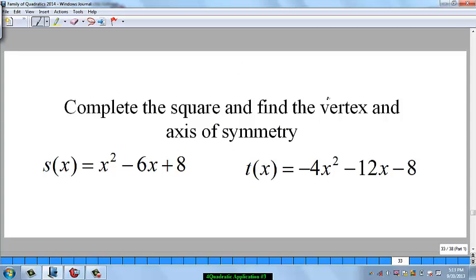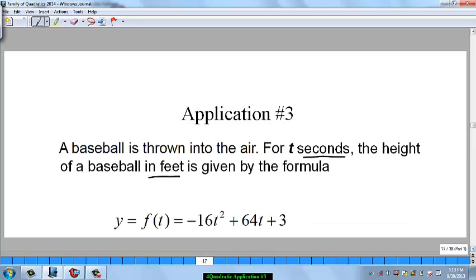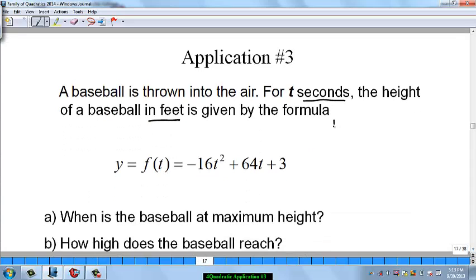Life is in quadrant 1, and I just lost the place that I was at, so let's go back. Quadratic 3. So let's draw the picture of this. Quadratic, life is in quadrant 1.